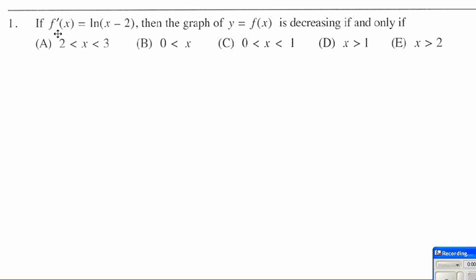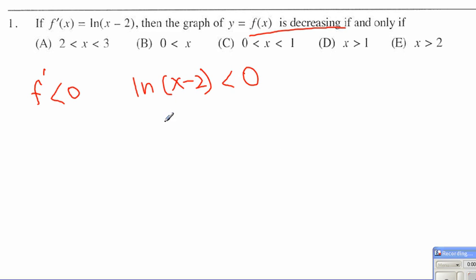So the f prime of x is given in this way. Now, here the keyword would have been f is decreasing. That means we realize that f prime has to be less than 0. In other words, ln of x minus 2 has to be less than 0. Now, we know that ln of 1 is equal to 0. Therefore, x minus 2 has to be less than 1. That means x has to be less than 3.